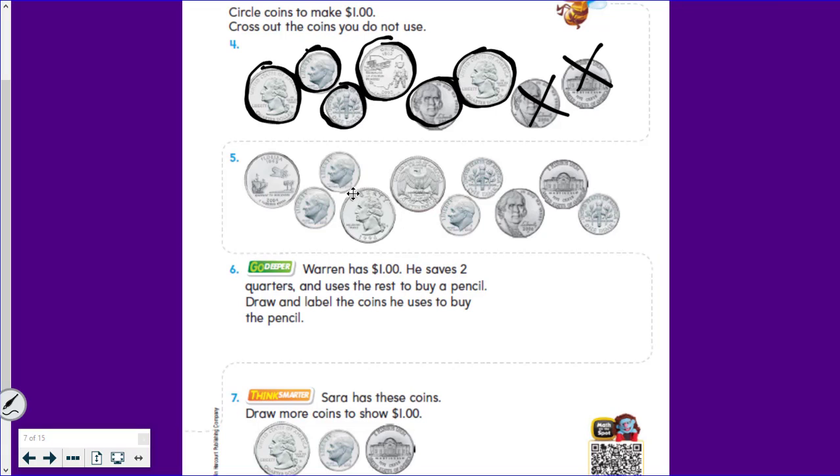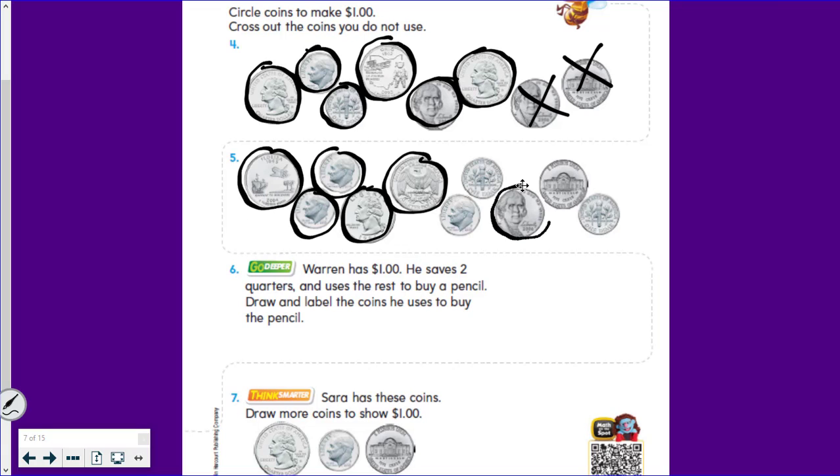Okay, let's see. Same thing. We'll start with the quarters. 25, 50, 75. Now we'll go to our dimes. 85, 95. Let's see, a nickel, right? Because if I add another dime, that's 105. So I need to stay under 100. So one more nickel will take me to exactly $1. And so I'm going to cross out everything else.